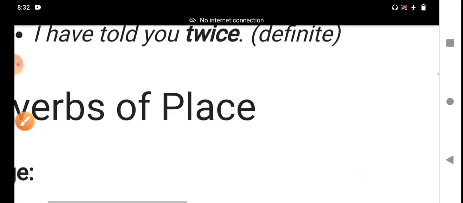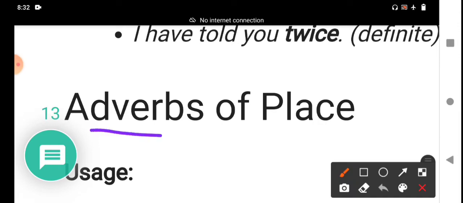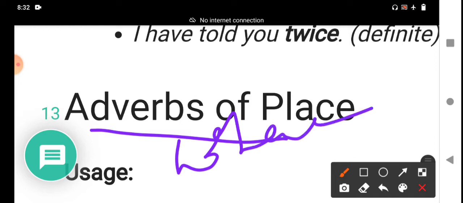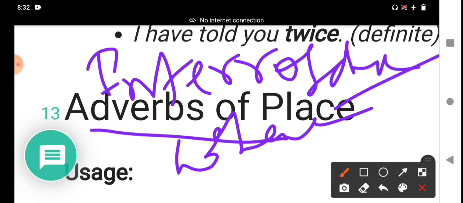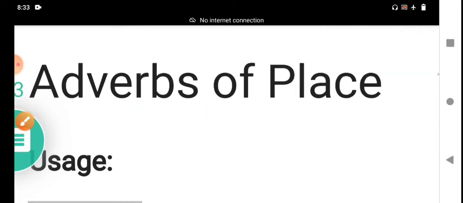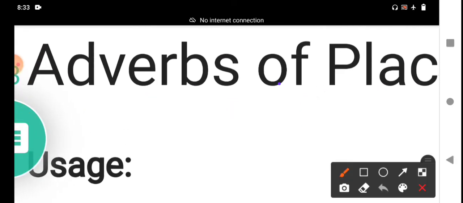Next, we go to the next kind of adverb, adverb of place. What is the definition of the adverb of place? It shows where the action happened. That is more important. Already we know about the interrogative adverbs. What are the interrogative adverbs in the English language?